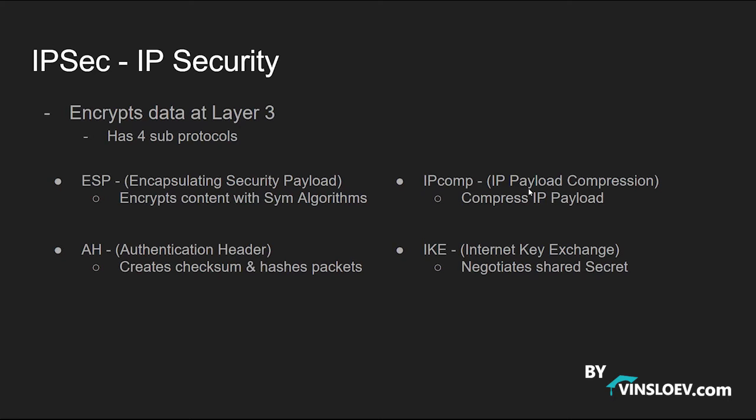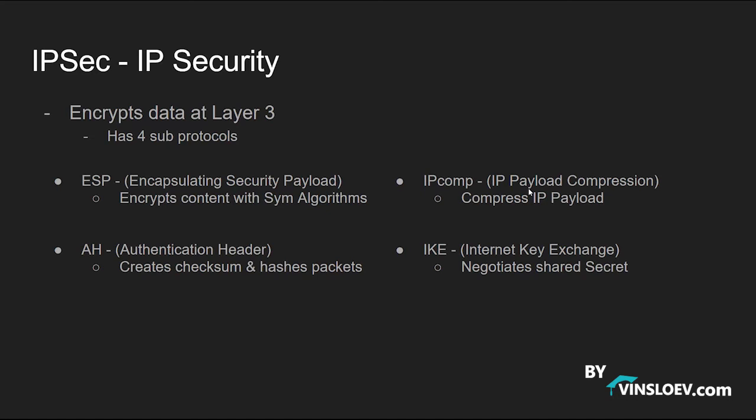Then we have the IPComp, which is the IP payload compression. This is where our payload, meaning our data and our authentication header, is getting compressed such that it is of a smaller size before we send it, because the less data size that we have, the faster it is and the less bandwidth we use. So it is very important that we can compress it as much as possible before we actually send it.